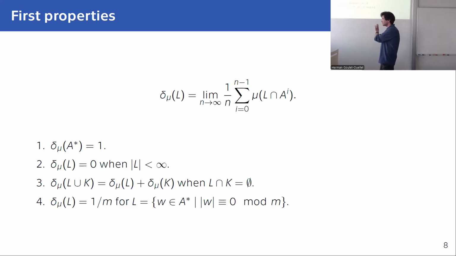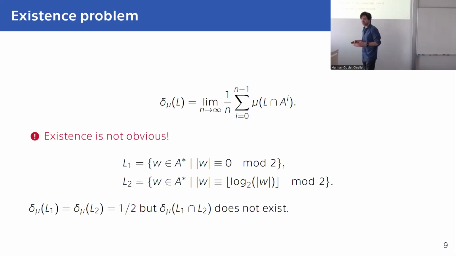I don't know if that makes sense to you, but the density sort of captures how abundant something is, but in an asymptotic way. So that's why, of course, A star has density 1, it's everywhere, because you cannot escape it. And this is 1 over m, and finite languages would be 0 because asymptotically they no longer exist. Okay. Let's look at a concrete example.